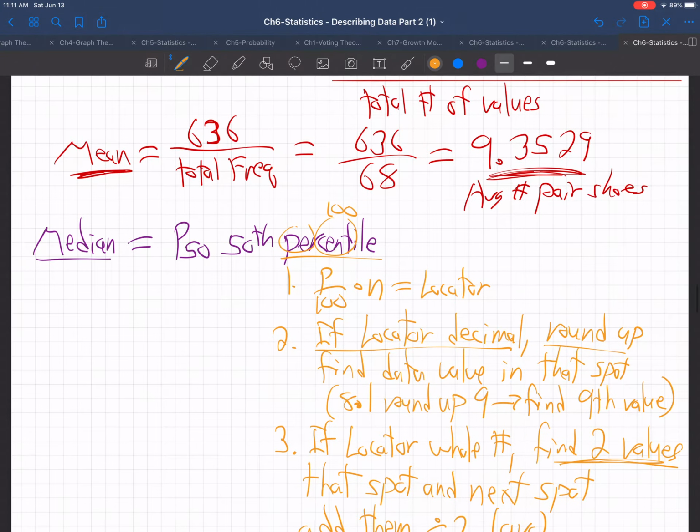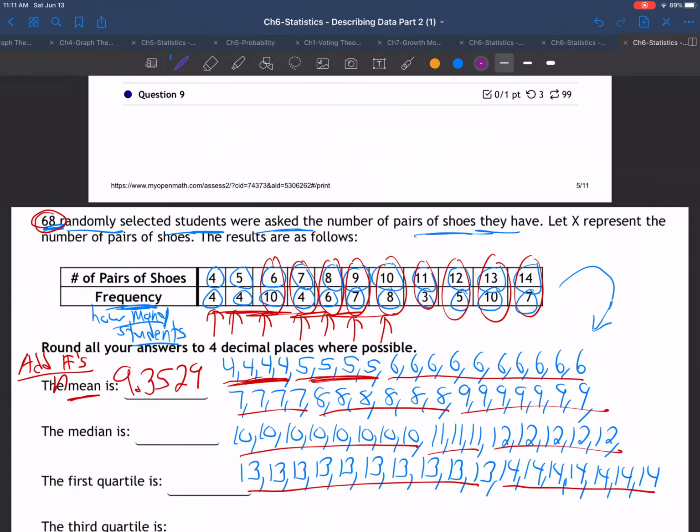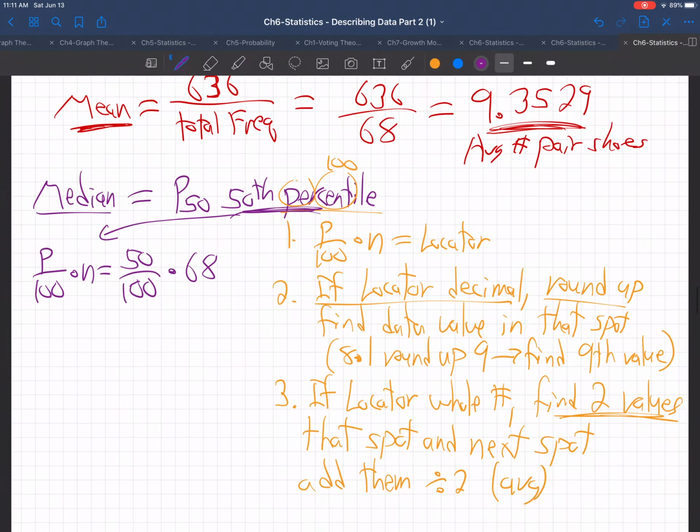Okay, so let's do our particular example. We want to find the 50th percentile. So that means P over 100 times N. P is 50 over 100. That's what 50% means, 50 per 100. Times N is 68. That's our total number of data values, which I should have paid more attention to in the first part. So if you do that, you come out with 34 on your calculator, which is a whole number, isn't it?